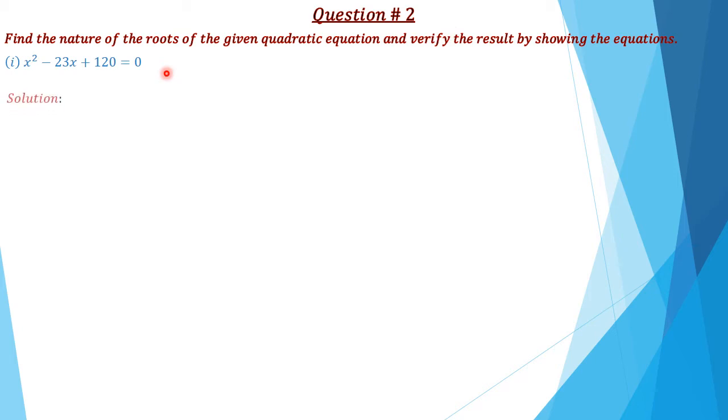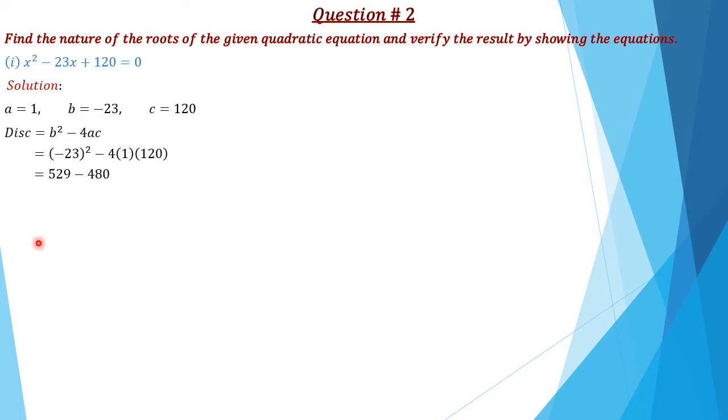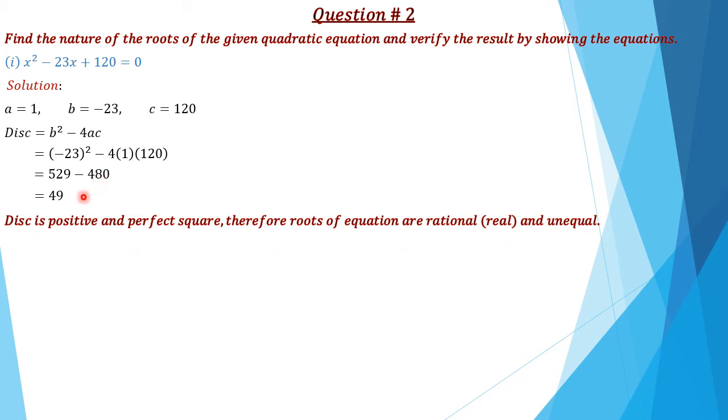Now first you have to find the discriminant, and for the discriminant you have to find a, b, c, as you know. Now just putting in the discriminant, these are the values. 23, when you take the square you will get 529 minus 480. When you subtract, okay, you will get 49.